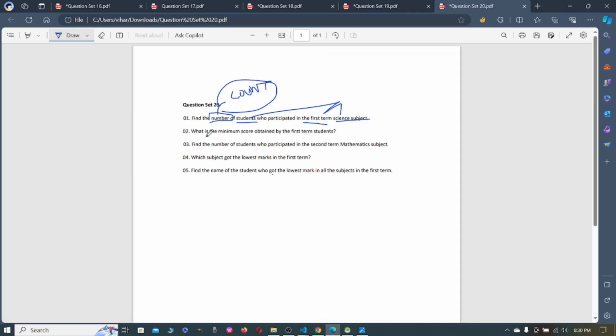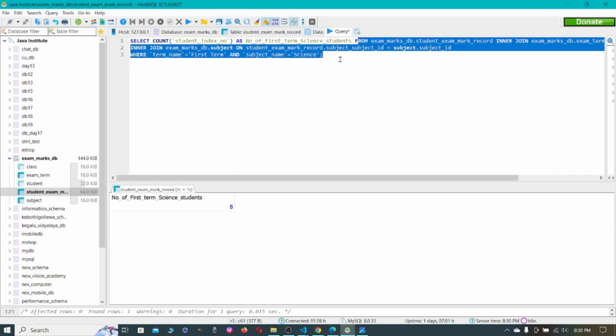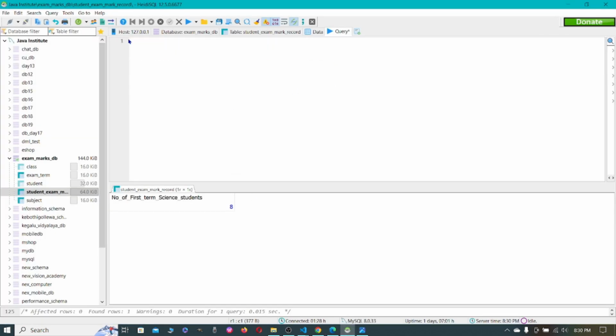So let's see the second question. What is the minimum score obtained by the first term students? Once again, we need a select query and we need tables this time, and we have to use the min keyword to find the minimum score. So let's type our second select query.